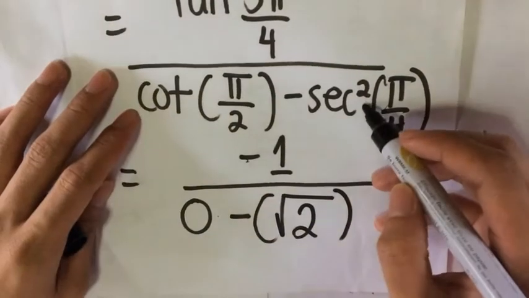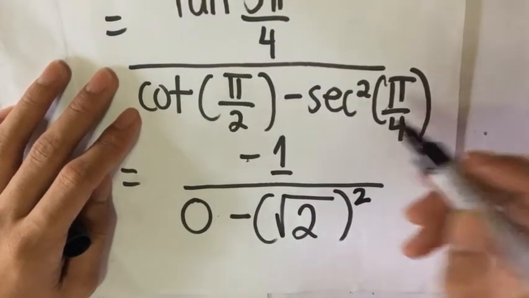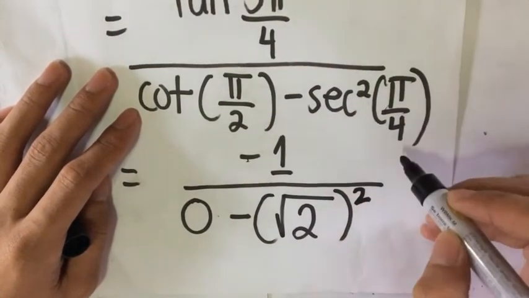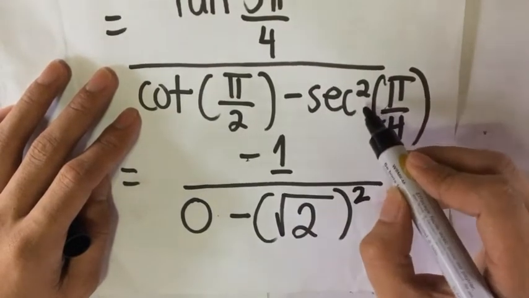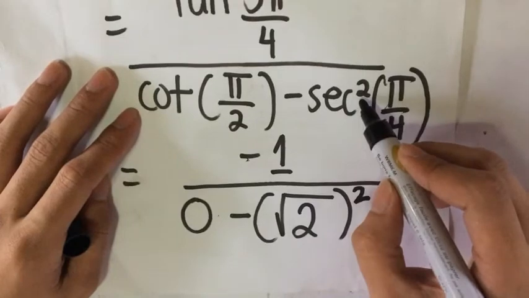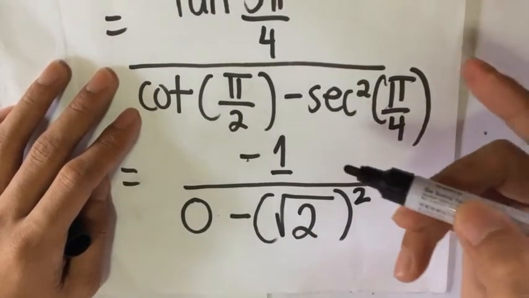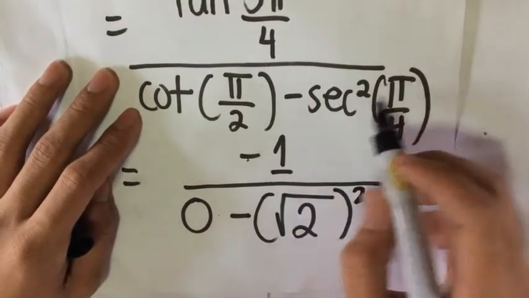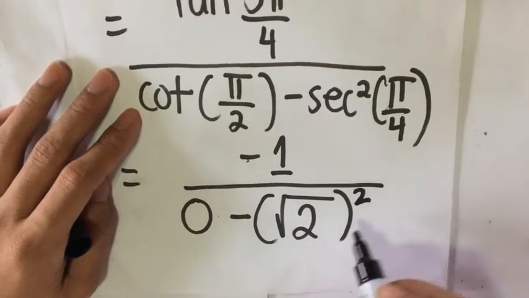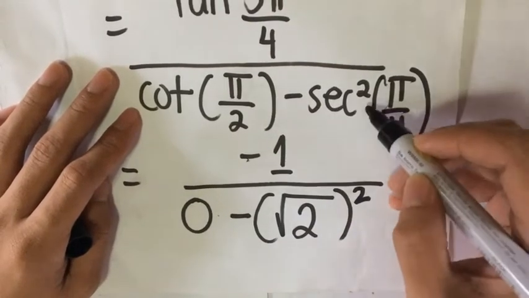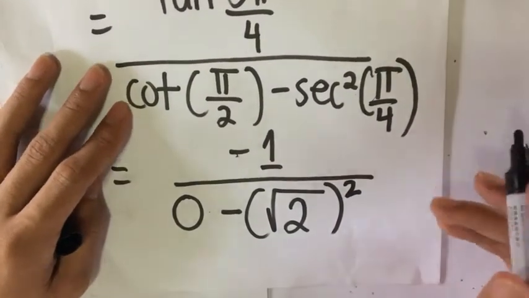Since you have squared here, you are going to put the squared after you find the value of secant pi over 4. Again, how did I get that one? You first disregard the squared here. So you first find the secant pi over 4, and based on the table that I gave to you, secant pi over 4 is equivalent to square root of 2. So why did I put squared here? Because I have squared in my secant. Okay, am I clear to you?